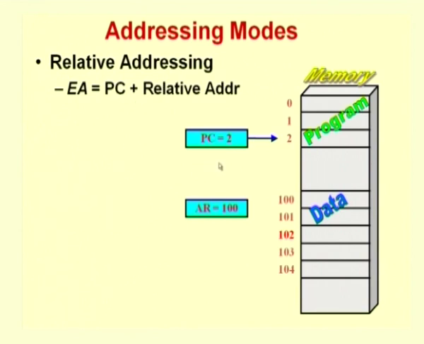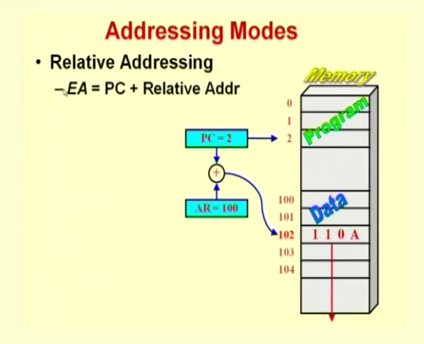So, let us say we have something like this. Let us say my program counter value is 2 and this relative address that I am specifying is a value 100. So, now what I would be looking at is PC equal to 2. So, I will take the PC value 2, add this 100 to this. So, when I add these two, I will get a value of 102, and now this 102 is the address of the memory location from which I have to fetch my data. So, this is called relative addressing.